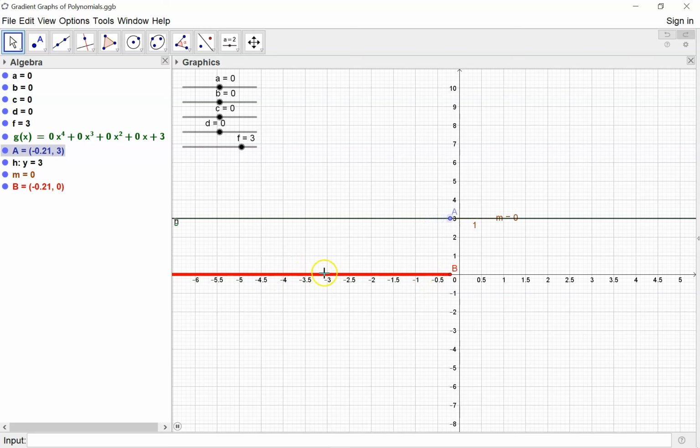And that's why when we plot this graph, you're going to have the red line along the x-axis here, because on the x-axis, that is where the gradient is 0 for this function.